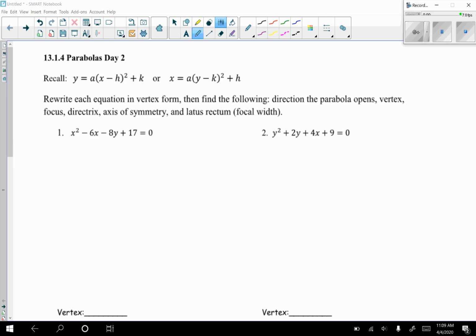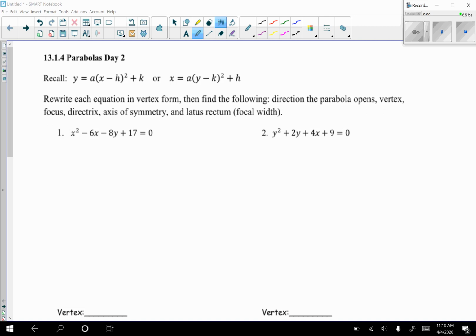All right, parabolas day 2. So we just talked about these two equations yesterday. Y equals is the one that opens up or down. X equals opens left or right. So we're going to rewrite each of these equations in the vertex form, and we're going to find each of the following different pieces of information.